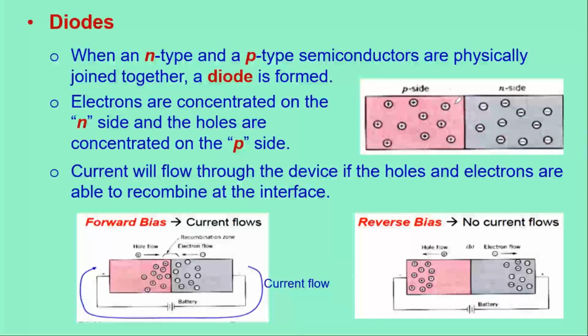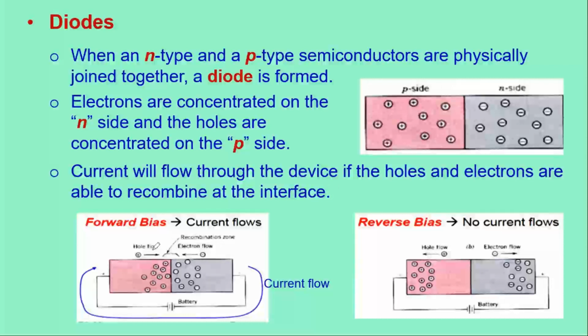Right here, there will be electrons which will cross over, and they will be recombining with these holes. They will form some kind of barrier where no more electrons can cross over once there is that recombination zone or recombination layer.